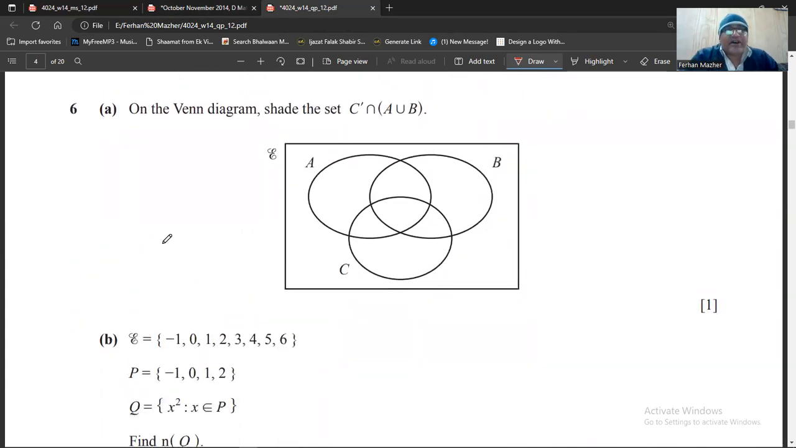Question number 6, A part, on the Venn diagram. Shade the region C complement intersection with A union B. C complement, you remain out of the C, and intersection means common portion with the A union B. So A and B both are taken and their common portion with the C complement. So C complement, you remain outside the C. So this whole area will be shaded. Okay. So this is the portion which is common, this will be shaded.